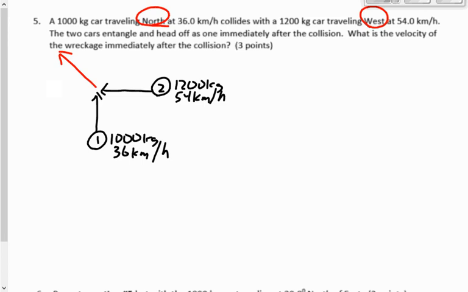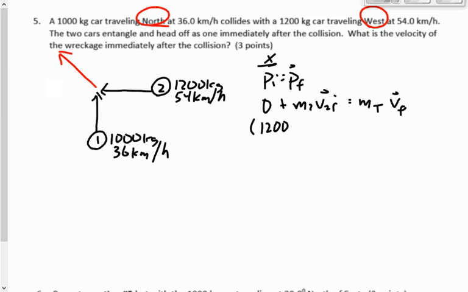Here's what we do. X component, pi equals pf. I'm going to say 0, because object number 1 is on the y-axis, plus m2 times v2i equals mass total times vf. Now, 54 kilometers per hour is, in meters per second, 15 meters per second.